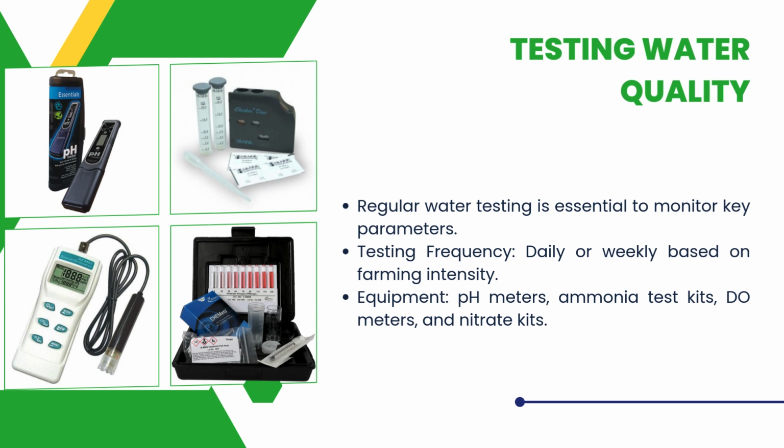To test the quality, these are the four things you need. The first image you're seeing is the pH meter. The second image is the ammonia test kit. The third one is the DO meter, and the last one is the nitrate kit. It is important as a catfish farmer to have these so that you can test weekly or daily based on your farming intensity.